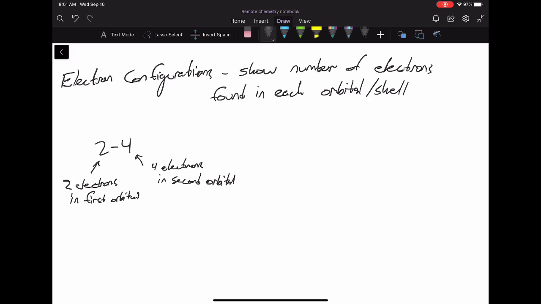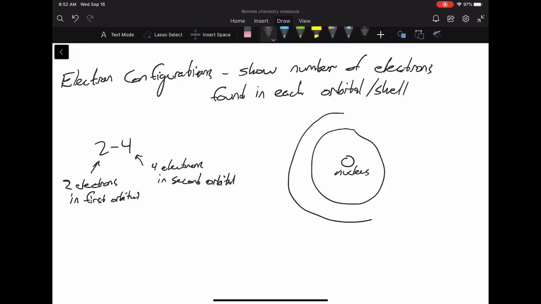So if we were going to draw this atom, this would be our nucleus. And the number of numbers in the sequence tells you the number of shells or orbitals. So that's why I drew 2 rings or 2 shells around the nucleus. So the first one would have 2 electrons, and then the second one would have 4 electrons. And remember that outermost shell, that's also called the valence shell.